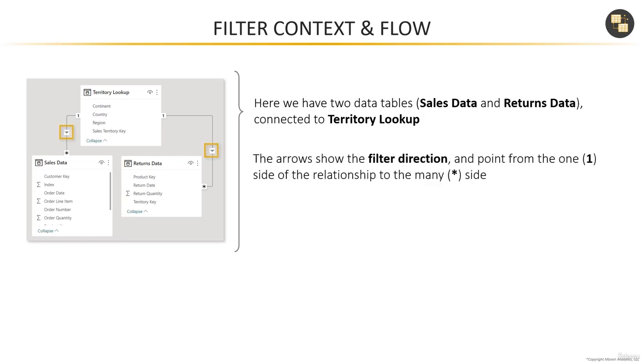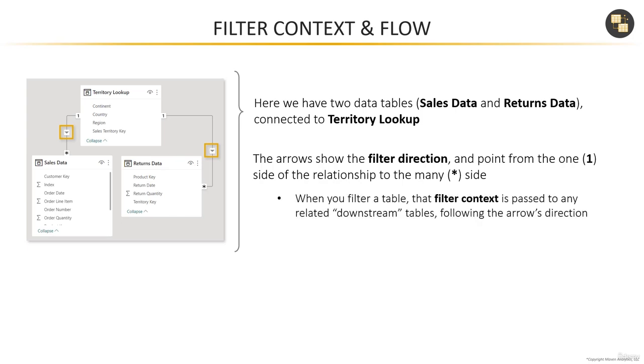Now, you may have noticed these arrows that appear on the relationship lines in Power BI. These arrows are designed to show the filter direction, and they point from the one side of the relationship, the dimension side, to the many side, the fact table side. And what this means is that when you filter a table, the filter context that you're creating passes through the relationship to any related downstream tables, following the direction of the arrow.